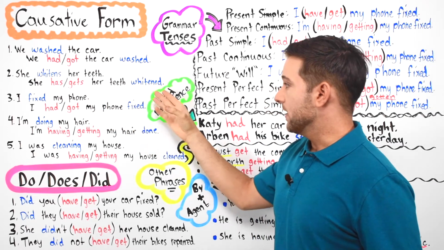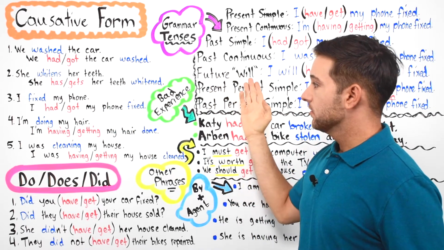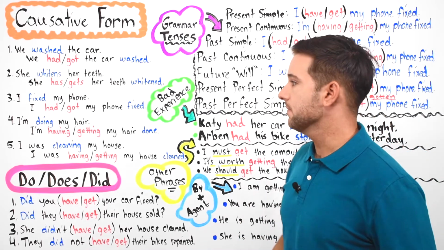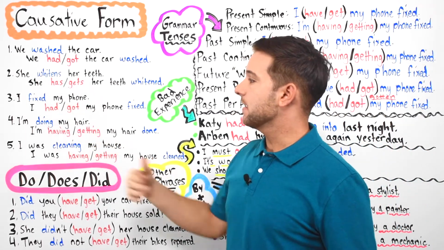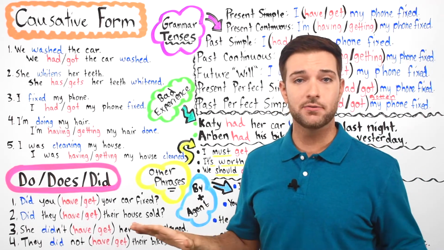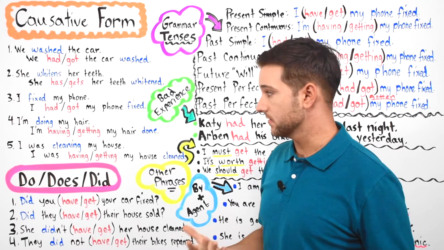She gets her teeth whitened every year by a dentist. You could say something like this, okay? Number 3, I fixed my phone. I did it. I was the person who fixed it. It was broken. Now it's not. Okay? It's repaired. It's fixed.